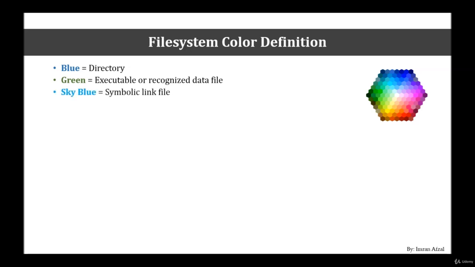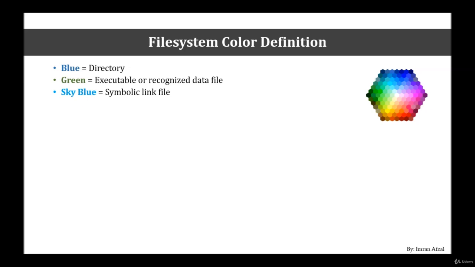Then sky blue color, which is a symbolic link file. When you create a link from your home directory, let's say, to another location, and then you go to that other location, you will see the linked file show up in sky blue color.